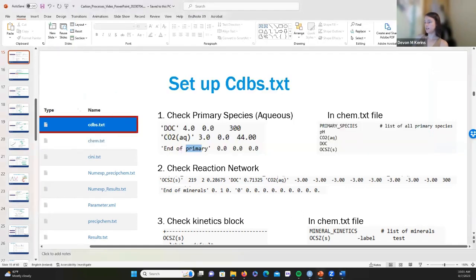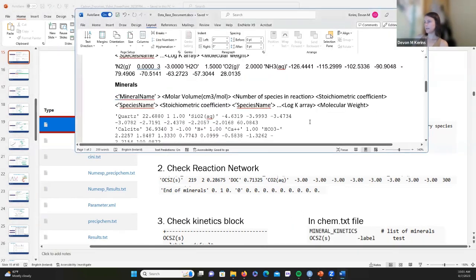And then we have the log K array. So this would be the kinetic equilibrium constant for this reaction, and these are all at different temperatures. However, they're all set to the same value. If you want to have different KEQs at different temperatures, you can set that within this array, and you can look up what temperatures correspond to which value in the CrunchFlow database itself. And then the very last number is the molecular weight.